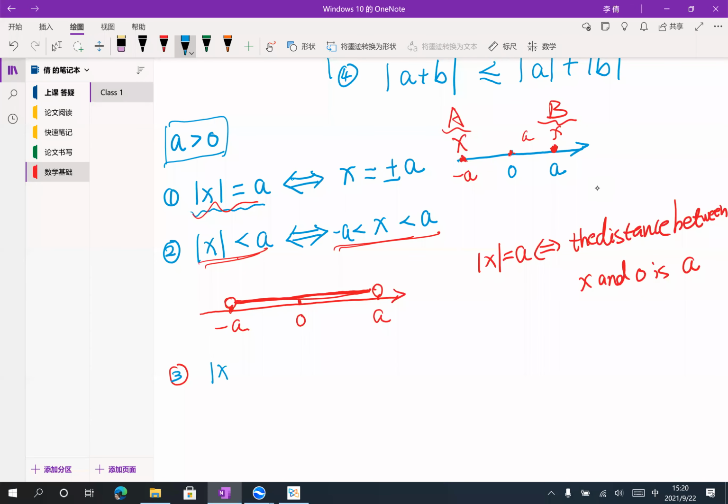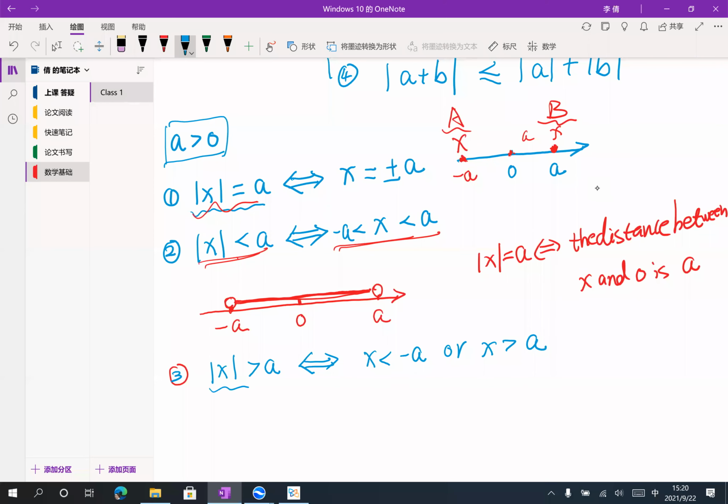And then we see the third one. The absolute value of x is larger than A if and only if x is smaller than negative A, or x is larger than A.